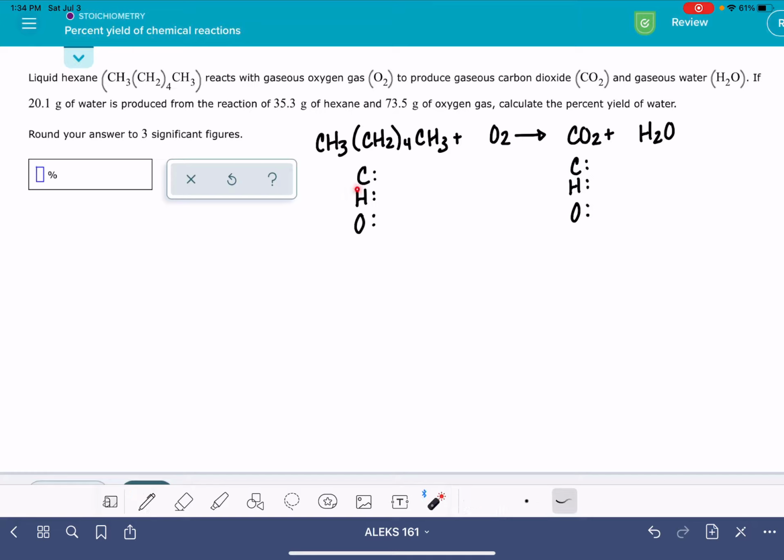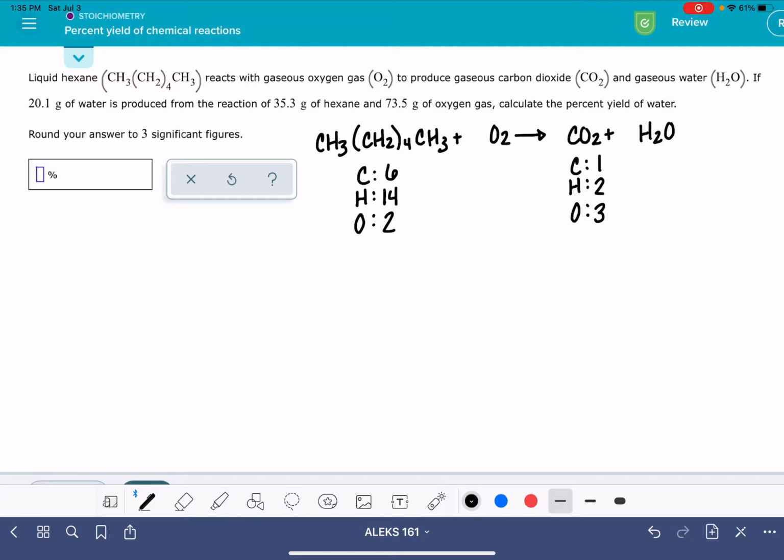And I'm going to count up how many carbon atoms I have. I have 1 times 4, so that's 4. 1 plus 4 plus 1 is 6 carbon atoms. And then for my hydrogens, I have 3 plus 2 times 4 is 8, plus another 3. 3 plus 8 plus 3 is 14. And I have 2 oxygens. And on the right-hand side, I have 1 carbon, I have 2 hydrogens, and I have 3 oxygens.